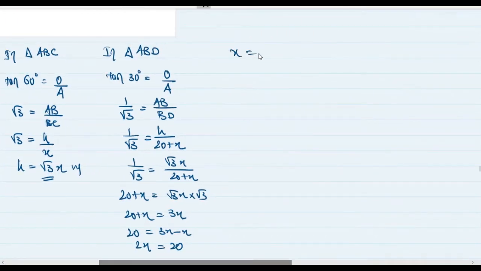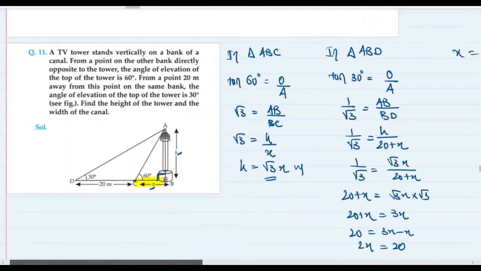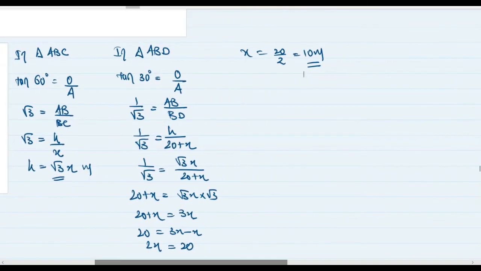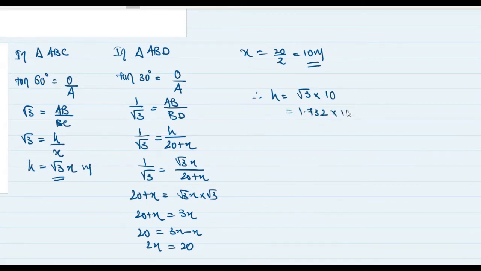So x is equal to 20 by 2, which is 10 meters. Okay, so we got the value of x. What is x? X is the width of the canal. Now we can find the value of h also. Therefore, h is the height of the tower, which is equal to root 3 times x, which is 10. That is 1.732 times 10, that is 17.32 meters. That is the height of the tower.